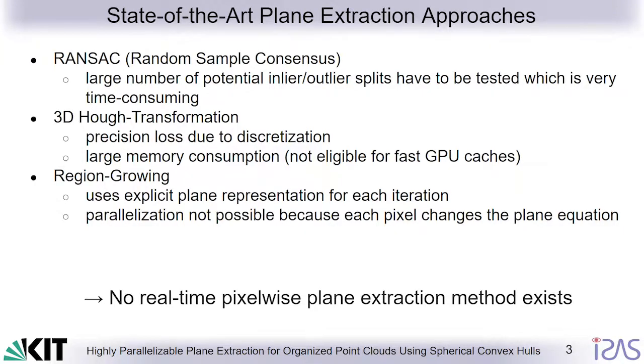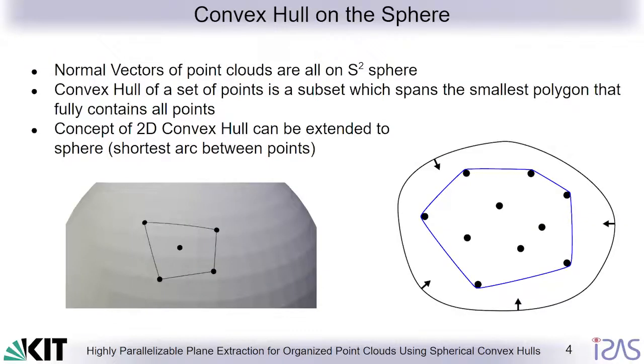Region-growing approaches utilize the grid nature of organized point clouds. By starting at an arbitrary seed point, neighboring points are recursively considered to be clustered to the same plane. While being faster than the RANSAC and Hough transformation counterparts, region-growing approaches are difficult to parallelize, as each region-growing step results in a new explicit representation of the cluster or plane. We introduce a novel region-growing plane extraction method, which is based on an implicit plane representation and is therefore inherently parallelizable and real-time capable. Our method is based on clustering normals on the S2 sphere by employing the convex hull.